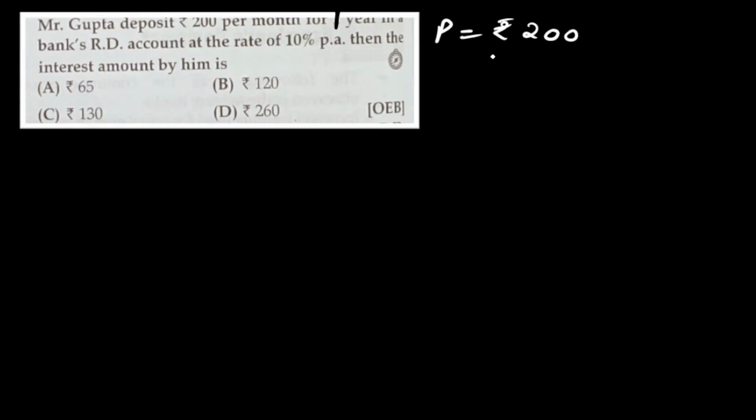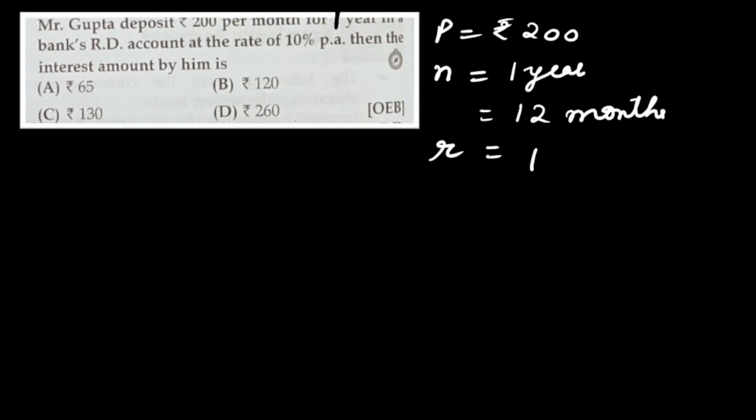So P is 200. Time period is 1 year. N is 1 year, which we can convert into months. We know 1 year is 12 months. So always convert years into months. Then the interest rate is also given to us. Rate R is 10%. So we have to find interest.